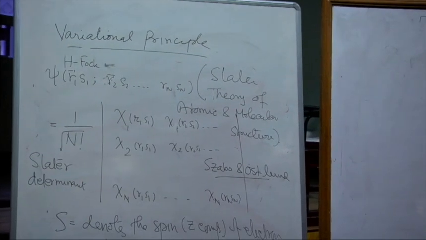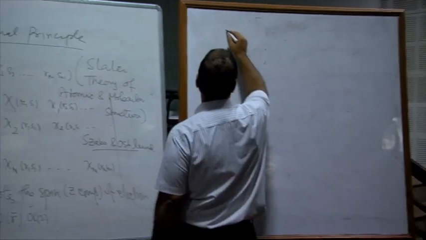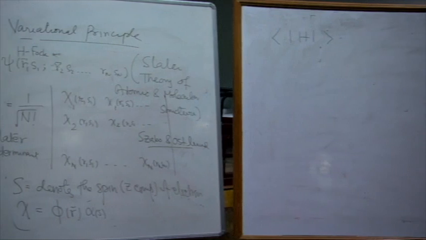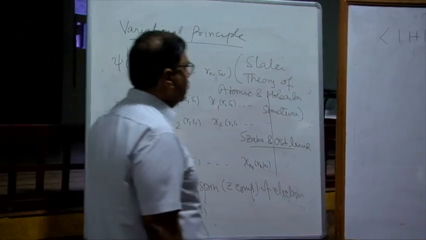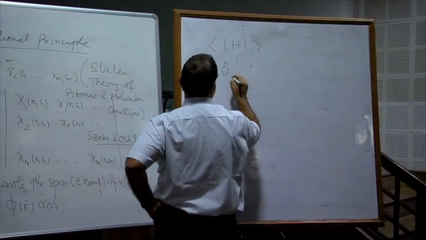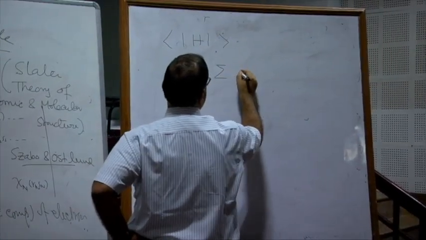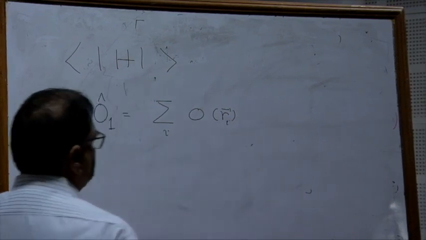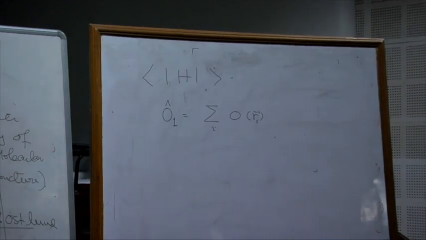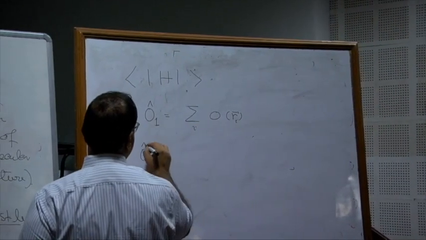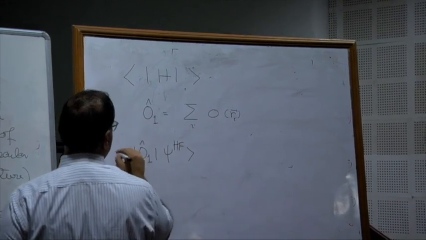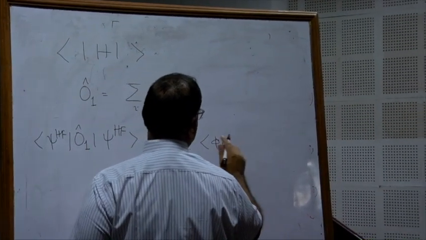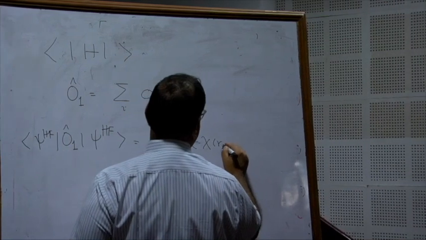Okay? Now, how you get these orbitals is by applying the variational principle, but to do that, I have to calculate this expectation value. And I'll give you rules for calculating expectation values from a Slater determinant. Okay? So, if you want to calculate a single particle operator, which I'm going to write as O1, made up of only the coordinates r_i of a single particle, then the expectation value of O1 with respect to a Slater determinant, let me write this as Hartree Fock, is given as summation over i of chi_i, O, chi_i.